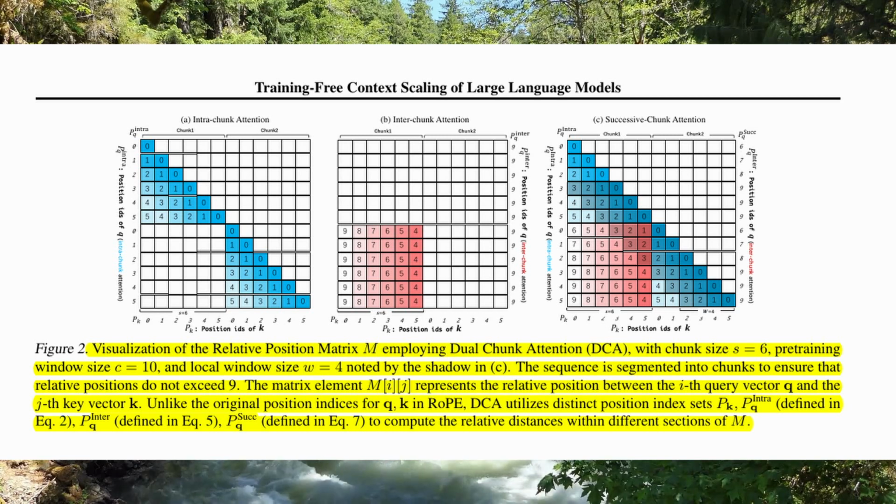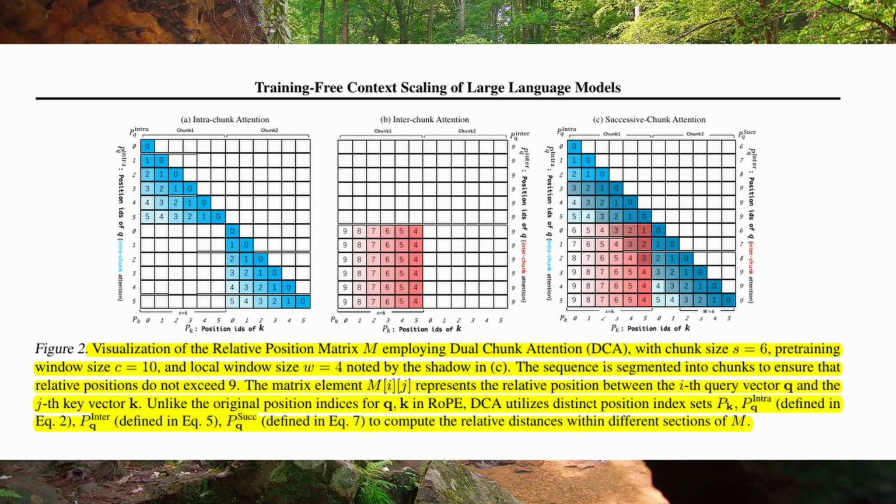Successive chunk attention is a refinement of inter-chunk attention, ensuring that adjacent chunks are processed with a continuity that preserves the contextual relationship across chunk boundaries. DCA allows for extrapolating more than 8x the training length without the need for costly and time-consuming further training.